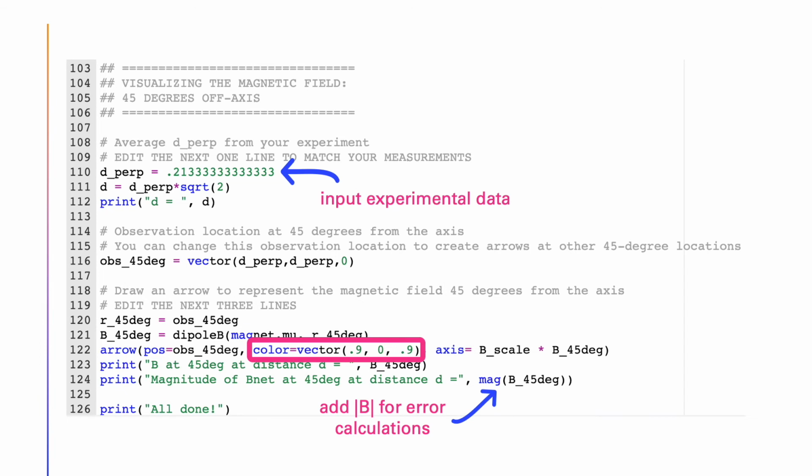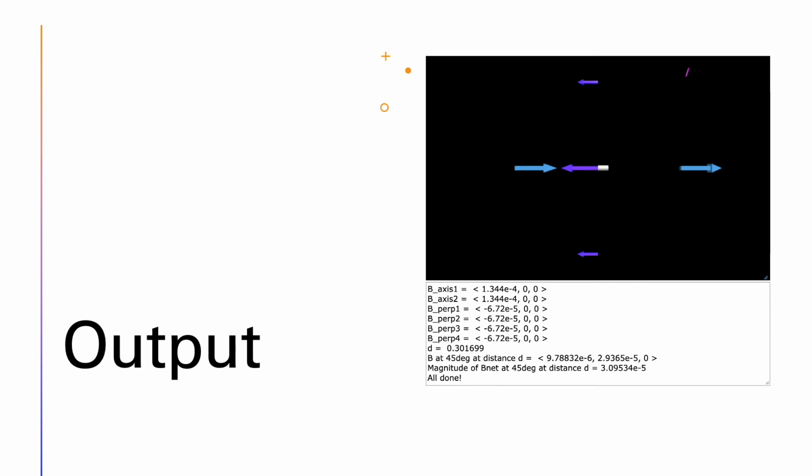And here we've input the experimental data, so I've got the d-perp value from my Excel sheet earlier. And then I've highlighted where this is going to be the pink arrow. This is the magnetic field on a 45-degree axis. And I added the magnitude of this magnetic field for error calculations that I'll use later to determine the validity of the experiment. And here's just a picture of the code output.